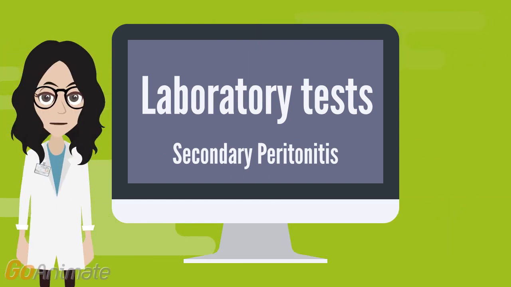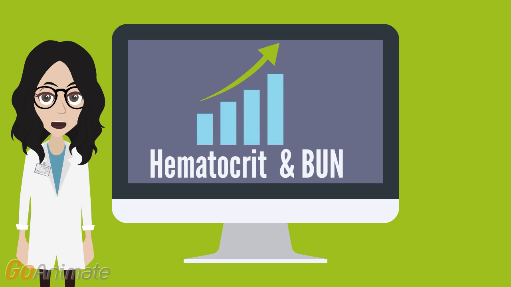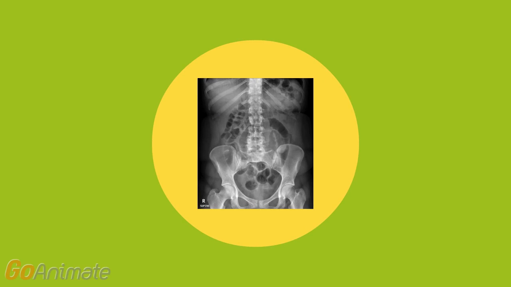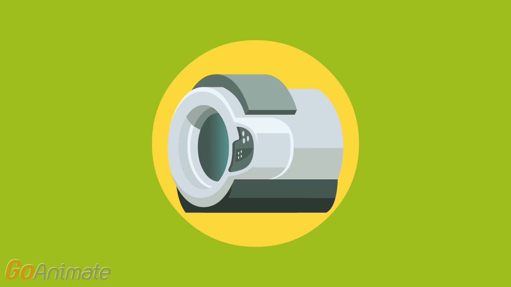Regarding the laboratory tests on secondary peritonitis, unlike primary peritonitis, in secondary peritonitis the patient's white blood cell count ranges from 15,000 to 20,000 cells per millimeter cubed. The result will show elevation in the hematocrit and blood urea nitrogen as a result of dehydration. Also, the patient will progress from early alkalosis because of hyperventilation and vomiting to acidosis and lactic acidemia. Other diagnostic tests involve abdominal radiographs, ultrasound, CT scan, or MRI.